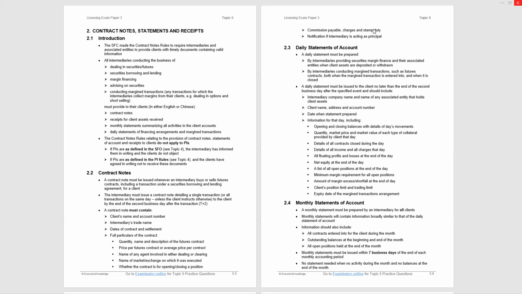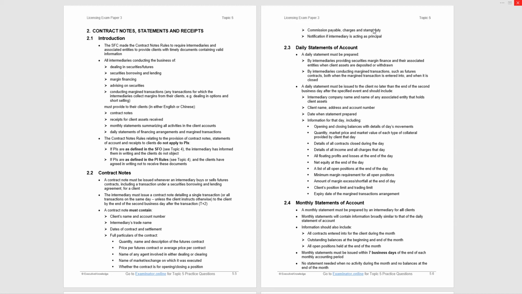All intermediaries conducting the business of, and they just list the ones you have to be licensed for and all the ones that are specific to paper 3, dealing in securities, futures, securities borrowing, etc., must provide to clients, either in English or Chinese, contract notes, receipts for client assets received, monthly statements, and daily statements if relevant. At topic 5, paper 3, they will be relevant because we're into the world of margin, and I will explain that further in a moment.